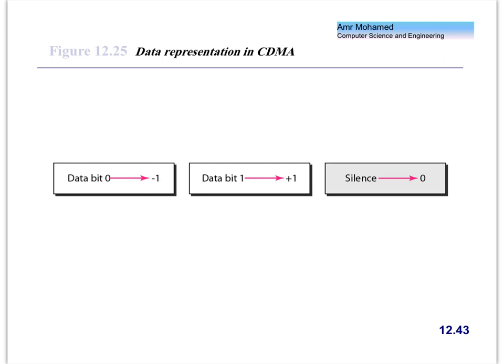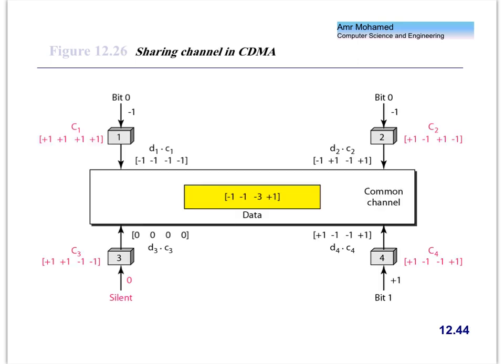So the first thing we need to do is the data from each station has to be first converted into ones or minus 1. Why? As we said, we need to maximize the correlation. So we don't need to use zeros except if the node is silent, because 0 multiplied by anything is 0. So that's easy.